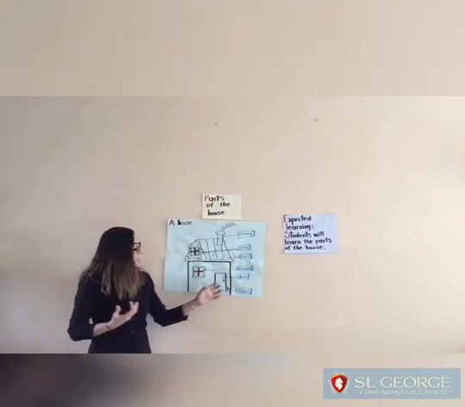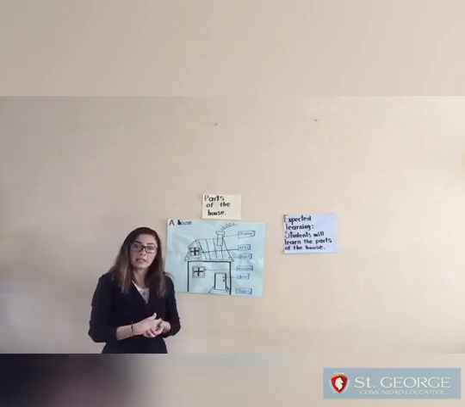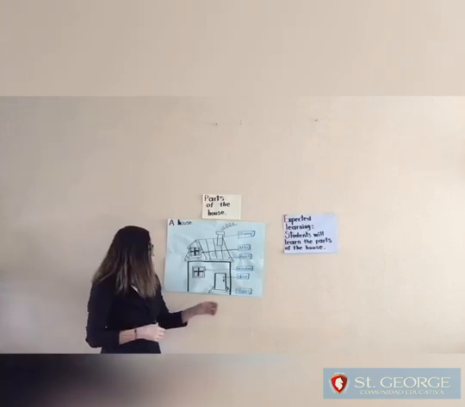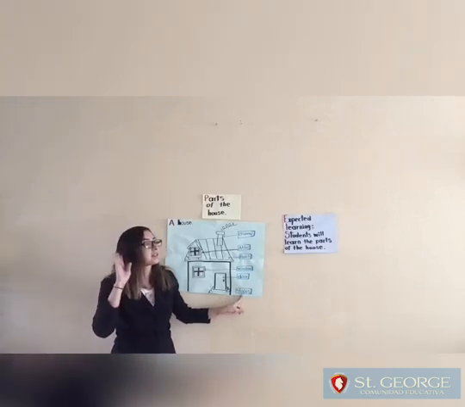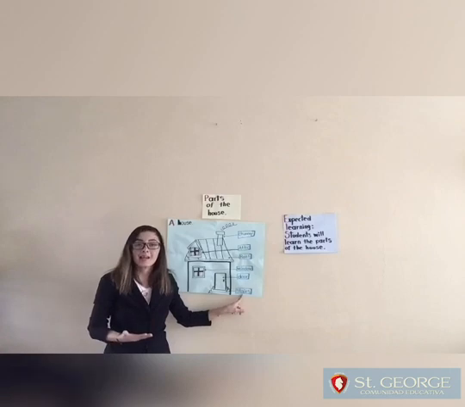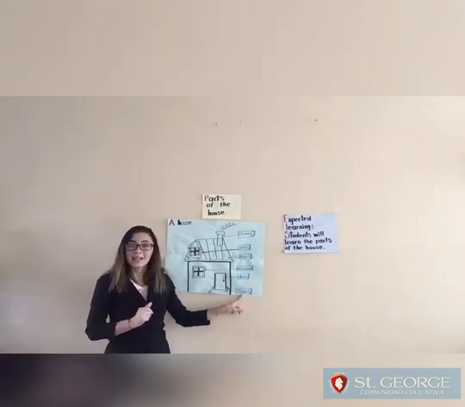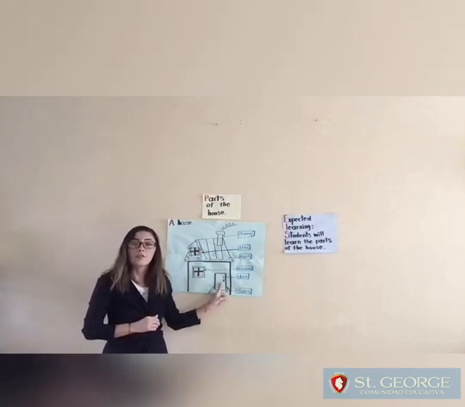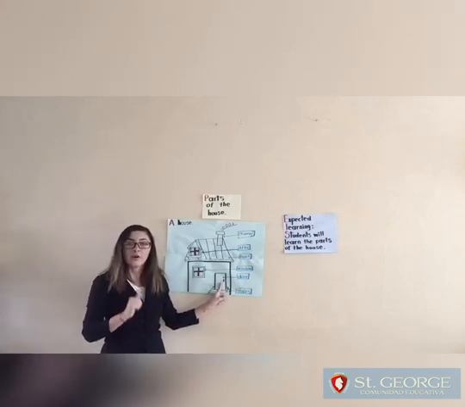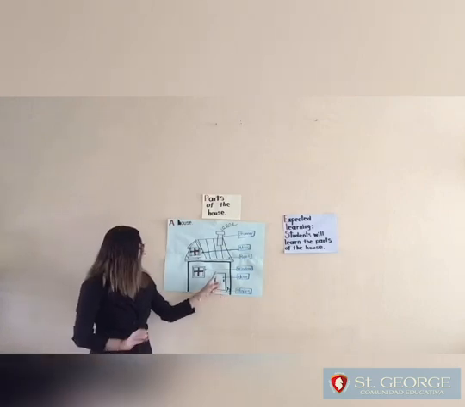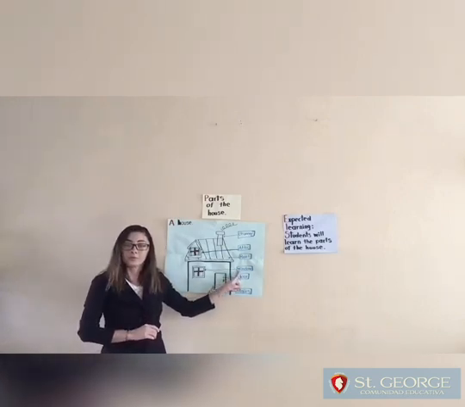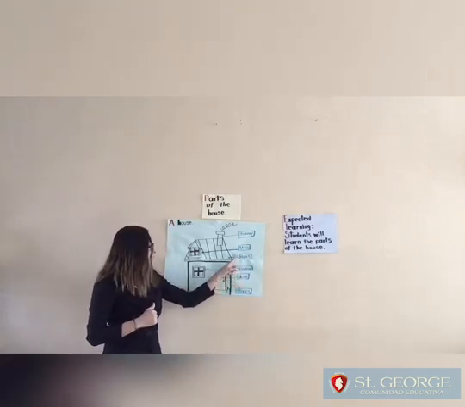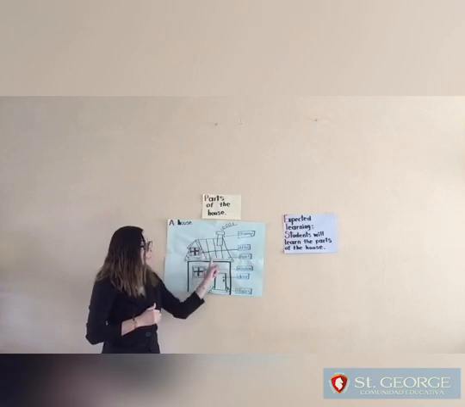Okay, so I need you to please repeat the vocabulary. Repeat after me. Stairs. Stairs. Stairs. Very good. Door. Door. Door. Perfect. Window. Window. Window. Good job. The other part is roof.